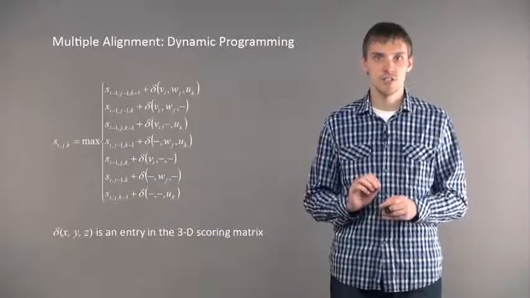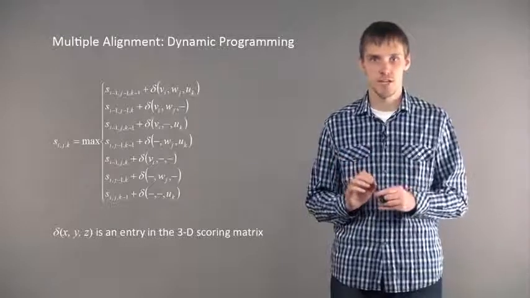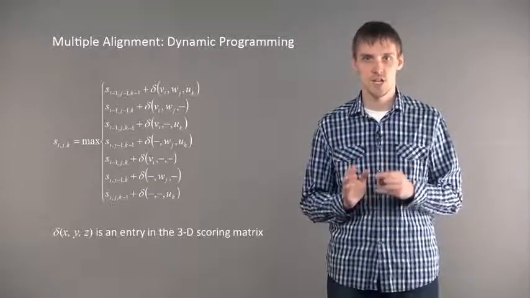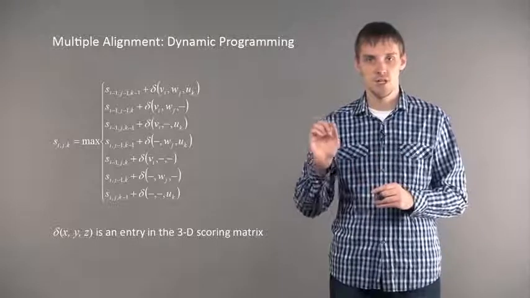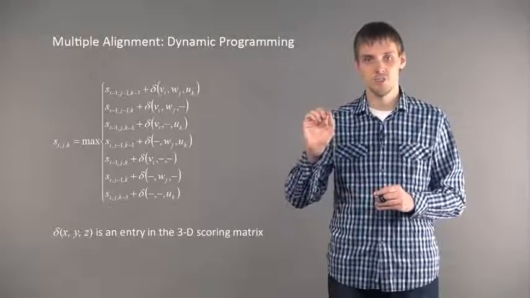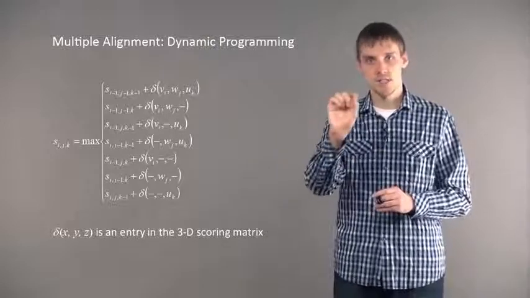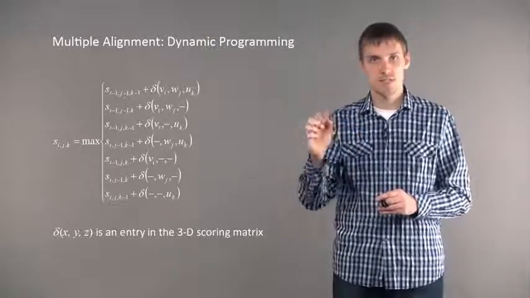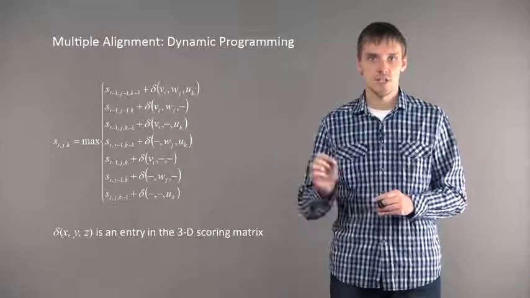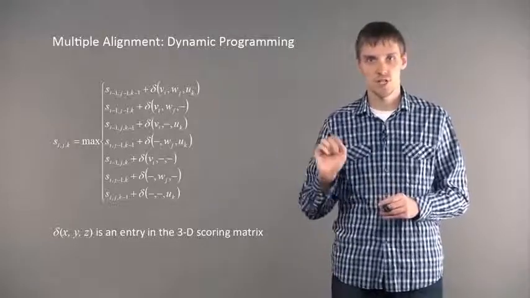And here are the dynamic programming equations for aligning three sequences. You will need to find a maximum among all 7 neighbors plus the score of moving from this neighbor to the current node.